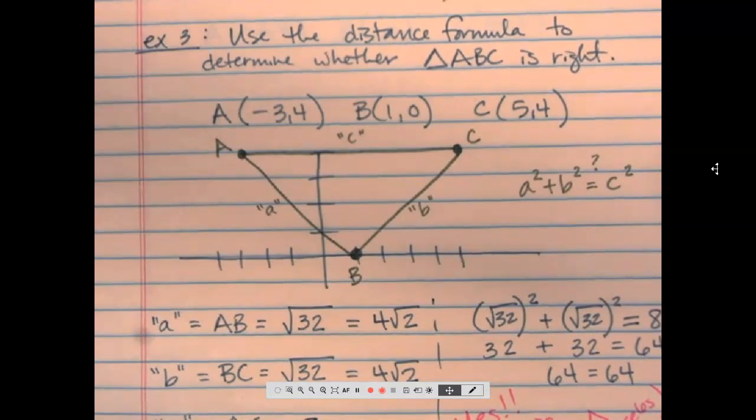Okay, what makes a triangle a right triangle? Has a right angle. What forms a right angle? 90 degrees. Okay, what makes a 90-degree angle?